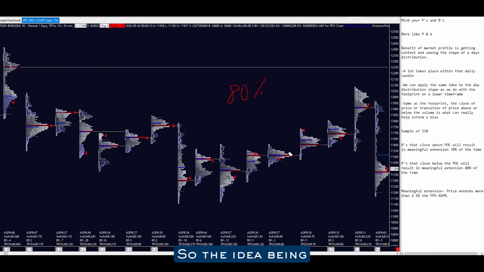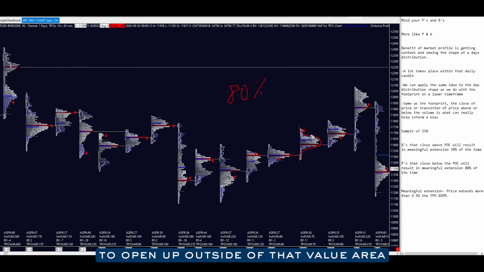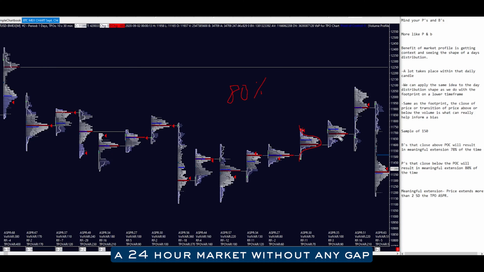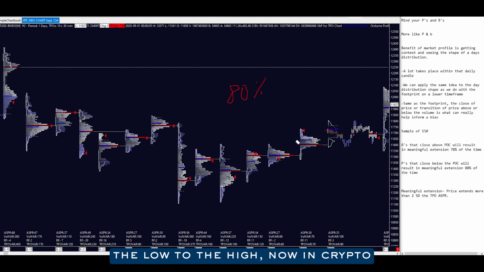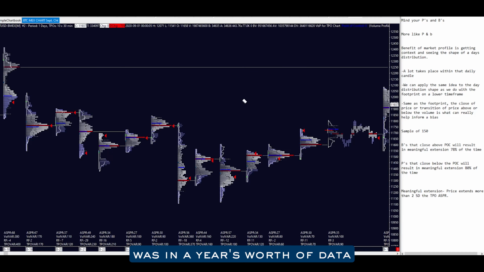The idea being, it's a stronger idea if you have a balanced day, which in this case this is a balanced day. You're definitely going to open up outside of that value area if you close outside of it, because it's crypto. It's a 24-hour market without any gap. So you're outside of value. You get reaccepted within value, two back-to-back rotations, and then 80% of the time you're going to cover the high to the low in this case, and if you came from below, the low to the high. Now in crypto, what I found in a year's worth of data is that it's 76% of the time that this happens.